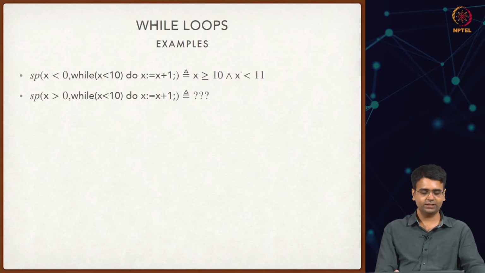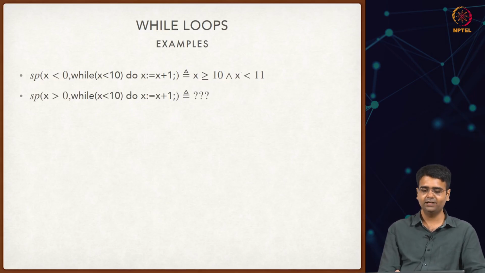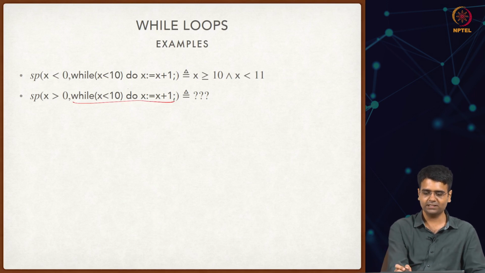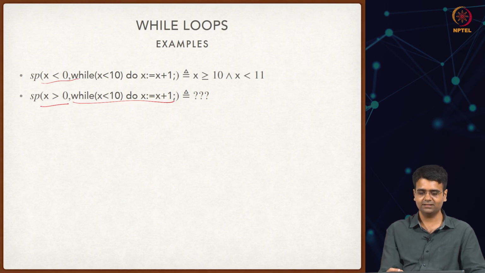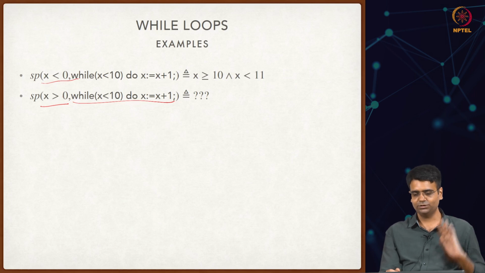So let's do one more example. What will be the strongest post condition for x is greater than 0? The loop has remained the same, but the input set of program states has now changed to x is greater than 0. Instead of calculating this using the technique that we have seen, let's try to reason about this intuitively.